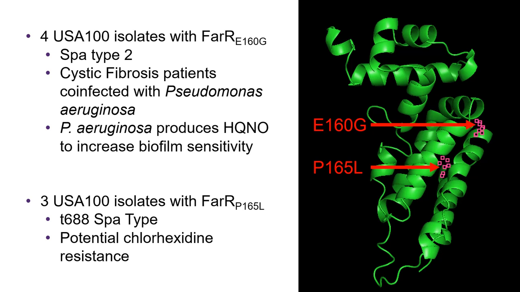Additionally, 3 isolates with a P165L substitution in the ligand binding domain of FarR have been collected from Mississippi and include MRSA from a CF patient in Georgia, a CF patient in Cincinnati, MRSA from Denmark/Egypt, and cheese-associated MRSA from Austria. These isolates are of particular interest because the T688 spot type has been implicated in potential chlorhexidine resistance in bovine mastitis in Egypt and Kuwait. Chlorhexidine is a disinfectant used in both healthcare and animal agriculture. Since both mutations are located in close proximity to each other, we expect they will share similar resistance phenotypes.